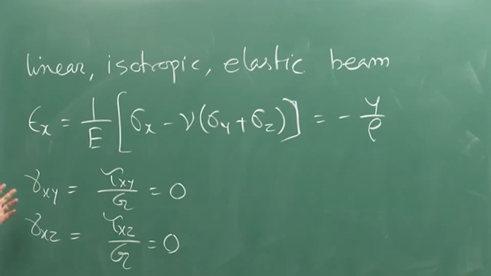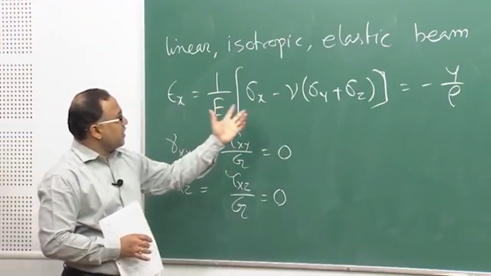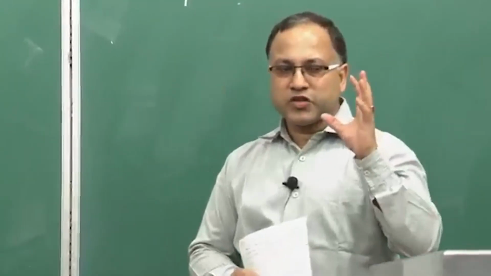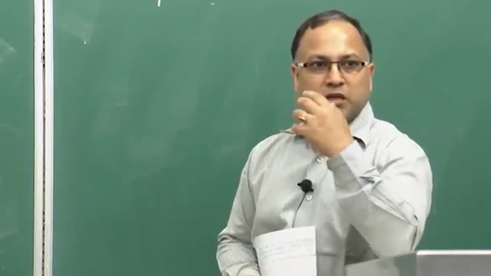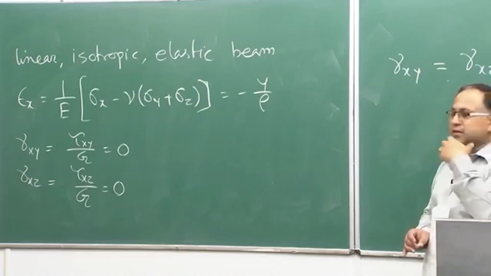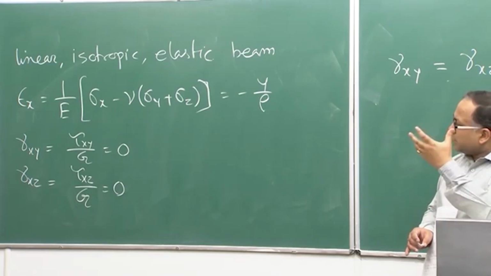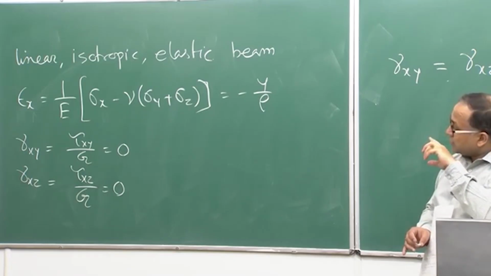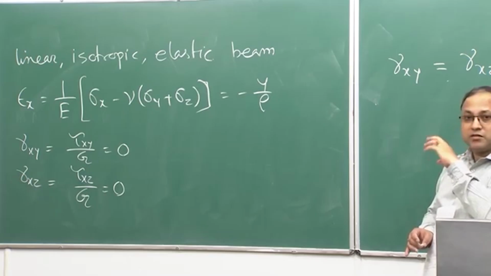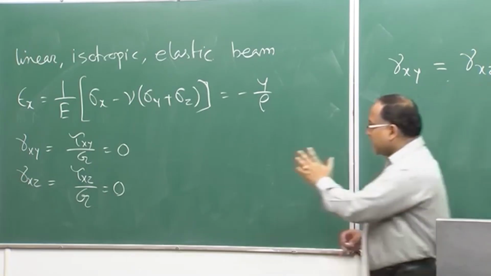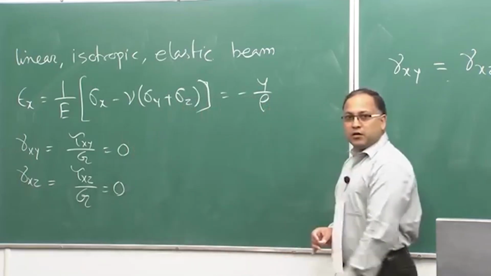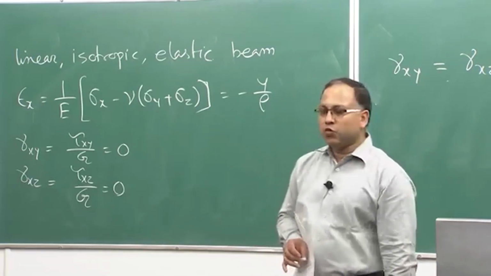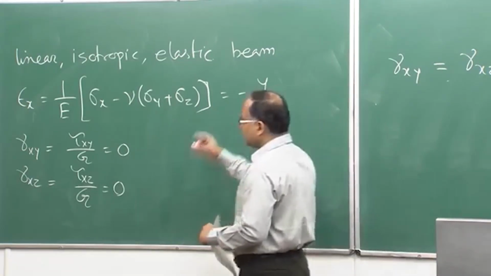Only thing is that I still do not know about sigma x, sigma y and sigma z. We can't say anything about the normal stresses; we have to do a little bit more analysis to tell something about them. But at this moment we can conclude that the shear stresses tau xy and tau xz must vanish in pure bending. That is coming from these two equations. But from these equations we can't say anything about sigma x, sigma y and sigma z. So, we have to do a little bit more exercise to tell something about these stress components.